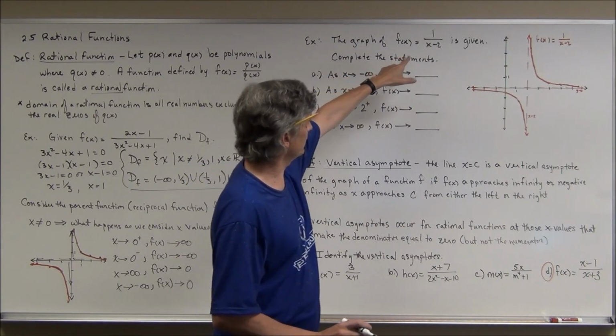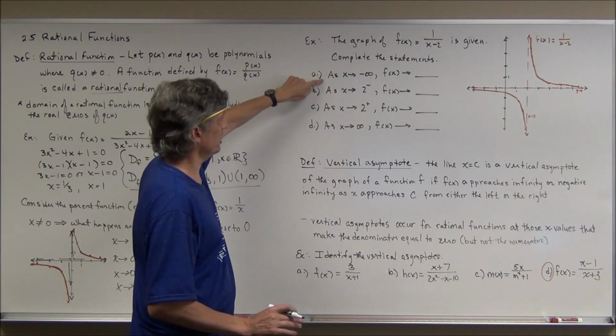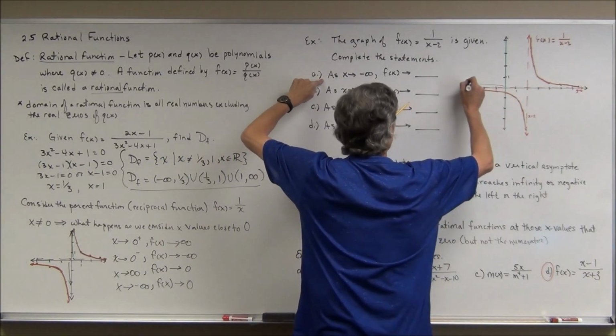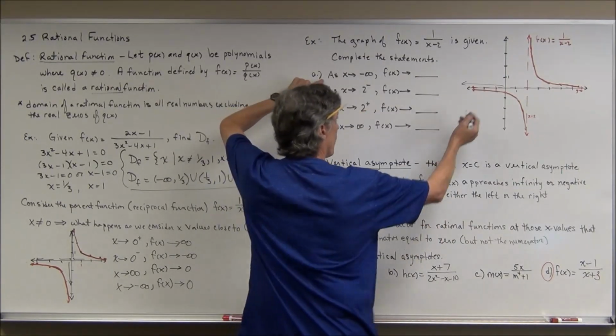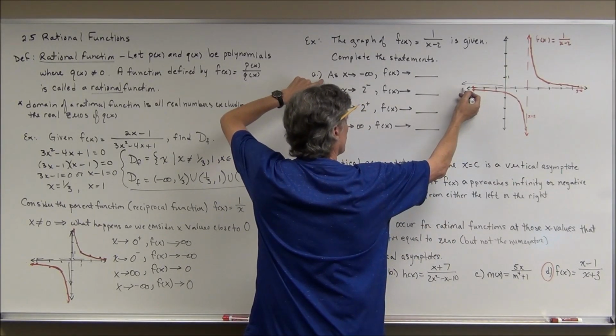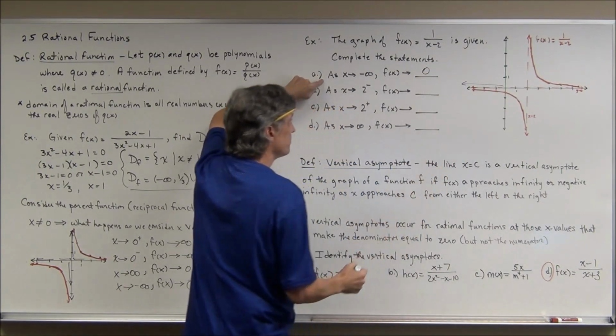The graph of f of x equals 1 over x minus 2 is given. Complete the statements. As x is going to negative infinity, what's happening to my y? Well, just like over on the other example with the parent graph, it's getting closer and closer to the x-axis, so the y is approaching 0.